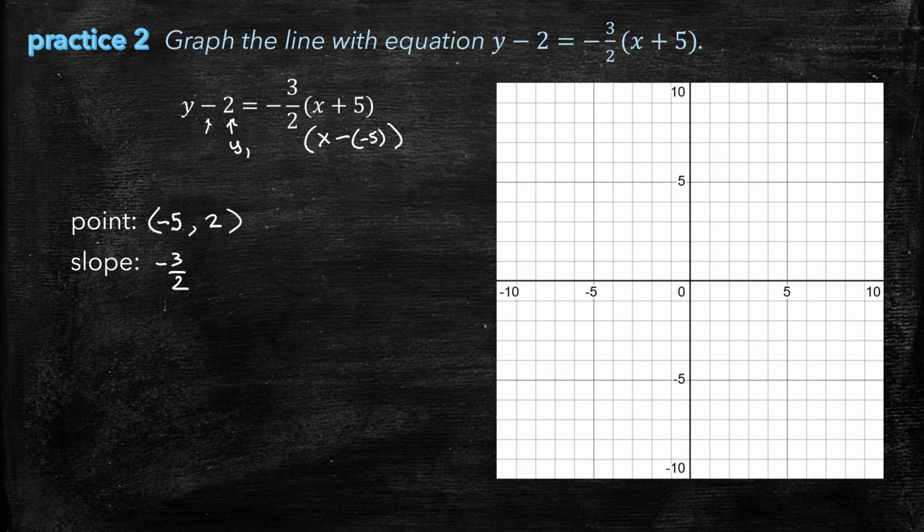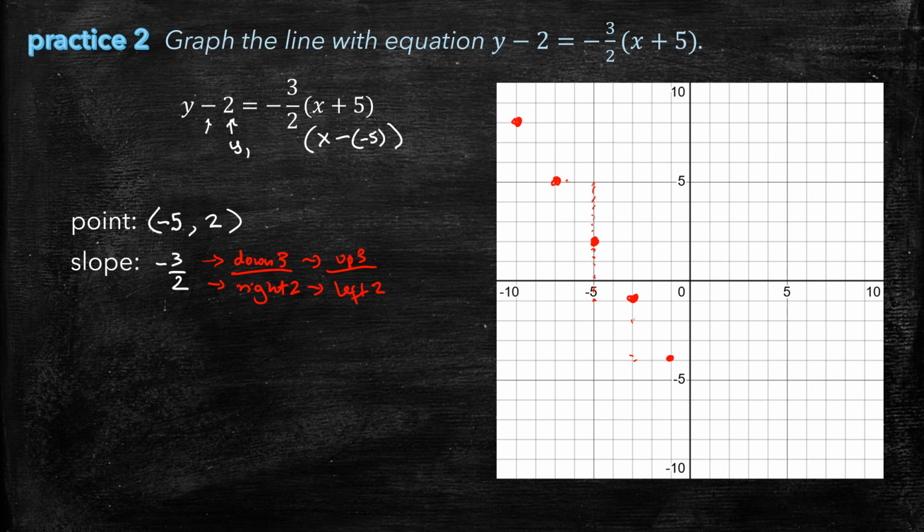And so let's graph this now. So -5, 2 is right here. And we are going to use the slope to navigate our way to other points. So we could think of this as down 3 and right 2. So we would go down 3, right 2, down 3, right 2. We could also think of this as up 3 and put the negative on the bottom, left 2. So up 3, left 2, up 3, left 2. And we could connect those points to make the line.